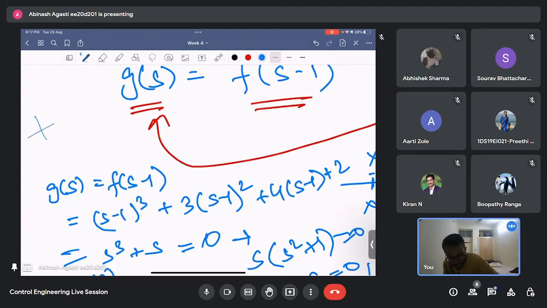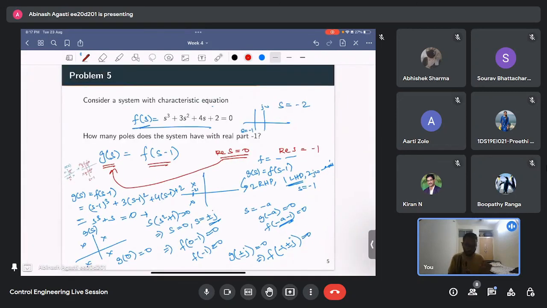Say for g of s I have this. Now for f of s, there is this s equal to minus 1 line. Basically the j omega axis is translated to s equal to minus 1 for f. So we'll have something like this. Say this distance is 2, then this will be 2, and this is say 3, then this will be 3, and so on. So the j omega axis for g will be translated to s equal to minus 1 for f. You can solve this for yourself.